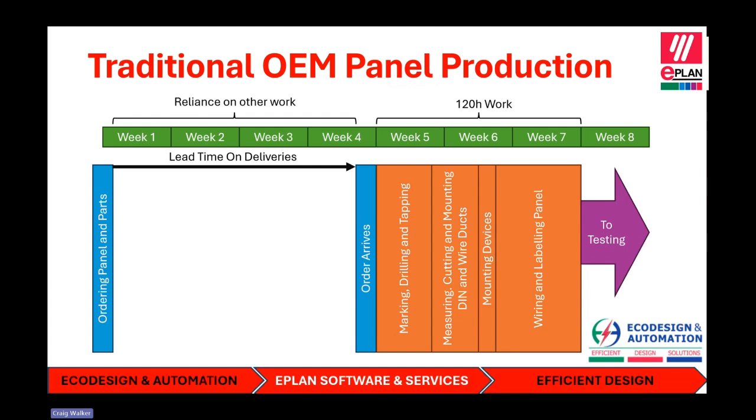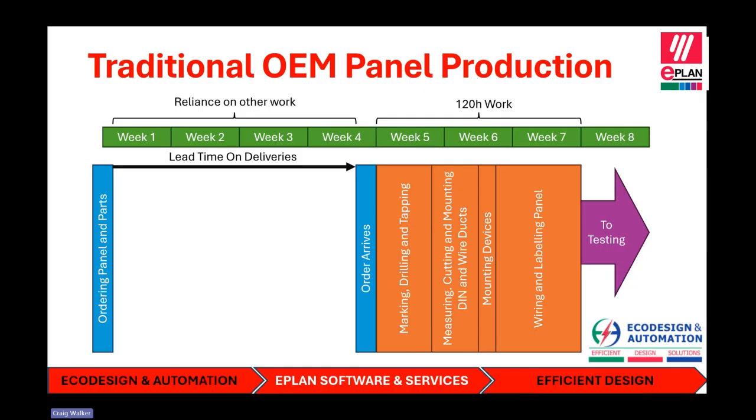So to have a look at the traditional kind of OEM panel production, which I've done a bit of myself, from a job, once the schematics are kind of completed, you go through an ordering process where you start ordering your panels and parts and all the accessories, your wire rolls, etc. And then you've got maybe 4 weeks of dead time waiting for parts to arrive while nothing can really happen on it until you get your panel, until it turns up in the workshop.